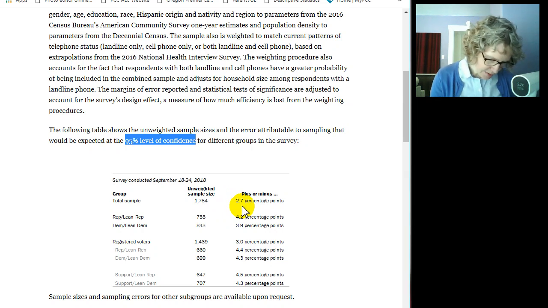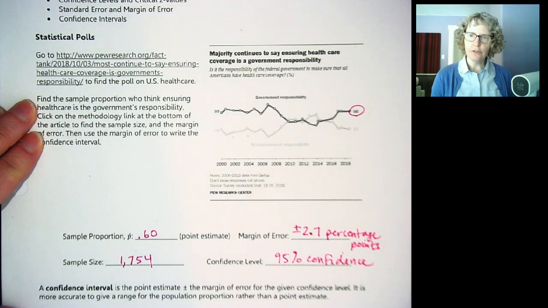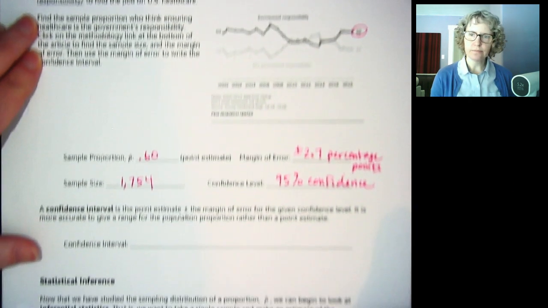Okay, so I'm going to write down the confidence level is 95%, and the margin of error is plus or minus 2.7 percentage points. Okay, so let me go back to the notes. Here you can see what I wrote.